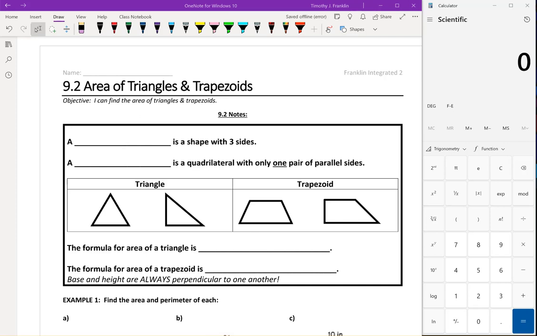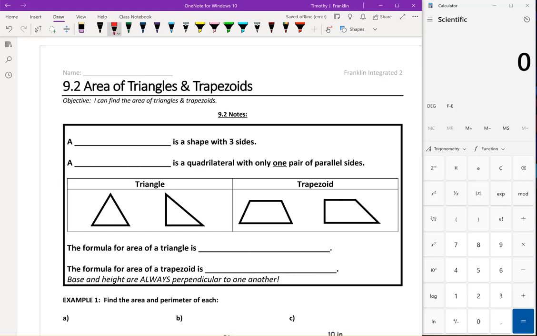Okay, let's talk triangles and trapezoids. So in the last notes we took, we looked at parallelograms and how to find the area and perpendicular of those. In these notes, we'll talk about triangles and trapezoids.